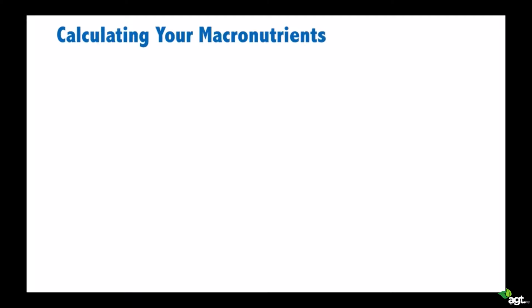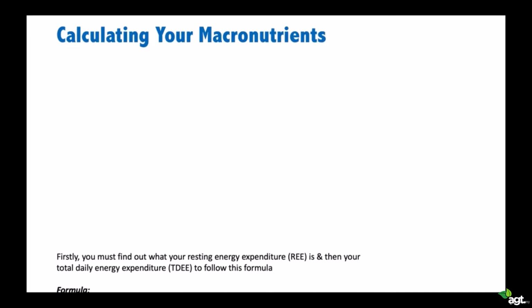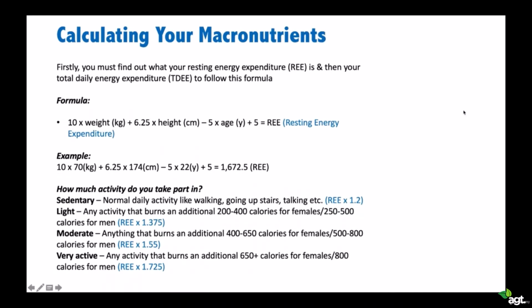Hi guys, and in this segment I'm going to talk about how you should be calculating your macronutrients. So let's get straight into it. So firstly, step one, we need to find out what your resting energy expenditure is, also known as REE. And then after we find that, we then need to find out what your total daily energy expenditure is, TDEE. And then we're going to follow up this simple formula that I've got written down here.